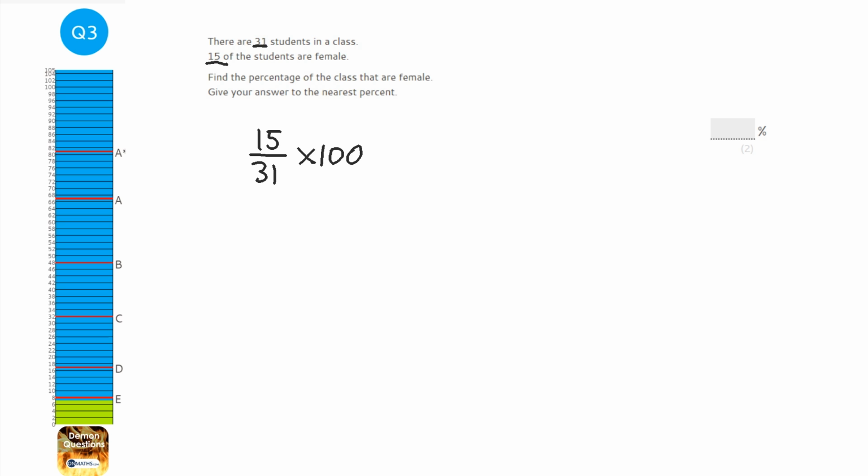Now I can write that as a fraction, or I could do 15 divided by 31. It gives you the same answer. So 15 over 31 times by 100. And it gives me a fraction, so I'm going to press S to D. And it's 48.3870 and so on, and it says give it to the nearest percent, so that's a 3, so it's not going to move that 8 up to a 9, so it's just 48%.